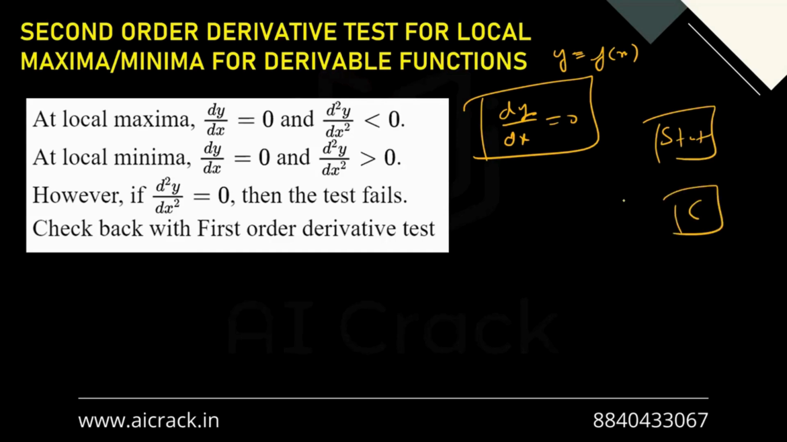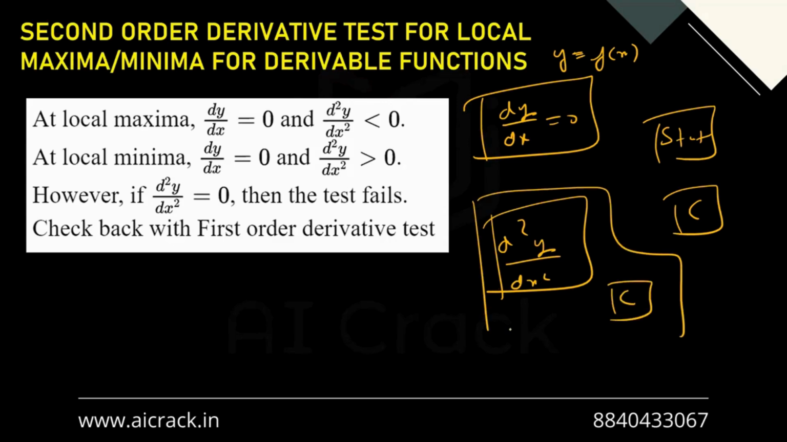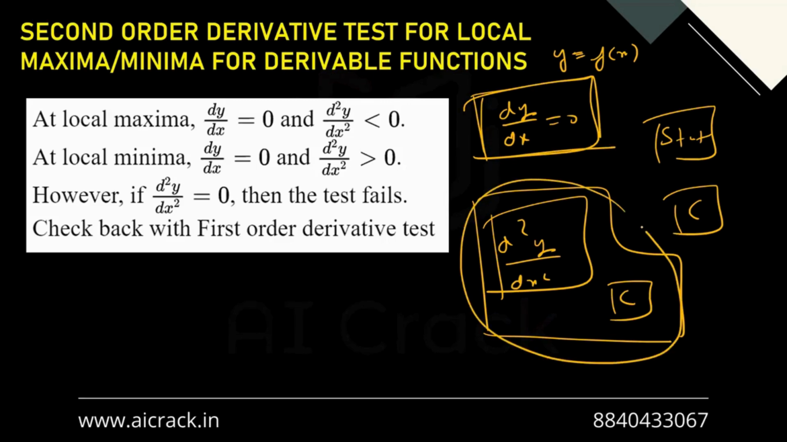Now in this case, we'll be finding out the double derivative, d2y by dx square, at point c. What is c? c is a stationary point where we had equated dy by dx equals to 0. Once we are done with that, we are judging the sign of this double derivative.